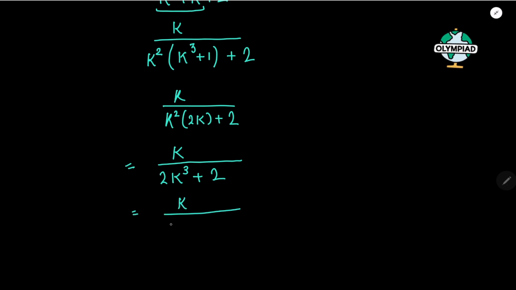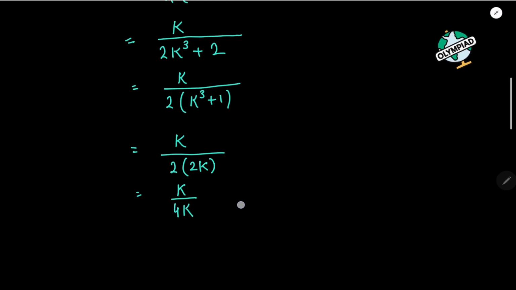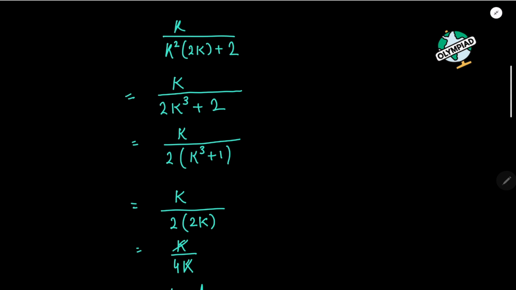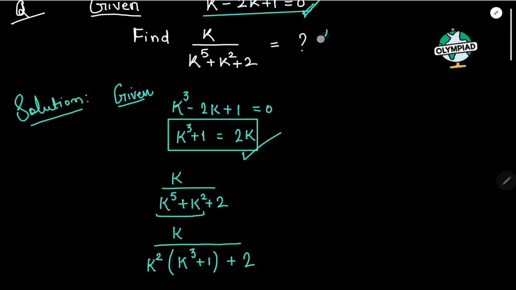So k by, I will take 2 common. I'm left with k cube plus 1 again. Now what will I do? k by 2, and k cube plus 1 is 2k, right? So k by, I can write it as 4k, right? I will cancel out k and k. Then what is the answer? 1 by 4. So we were supposed to find out the value of this term and we found it as 1 by 4. I hope you understood this.